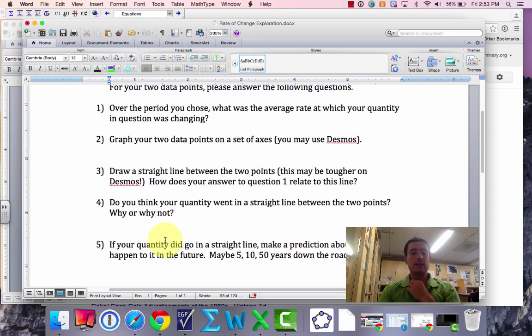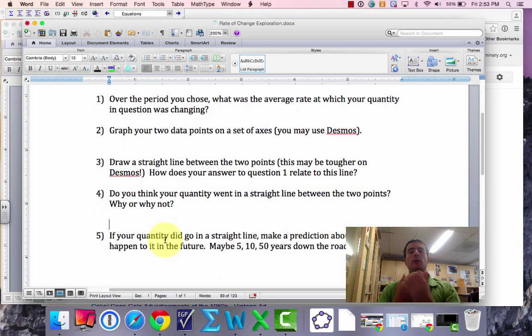And then last but not least, if your quantity were to go in a straight line, make a prediction about what might happen in the future, maybe 10 years out or 20 years out, or who knows, just make a prediction. And as an extension, maybe you can come up with an equation to describe the relationship of the data points you chose, assuming that it grows linearly.